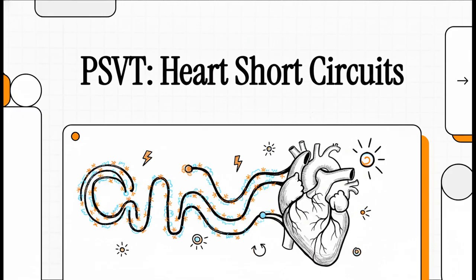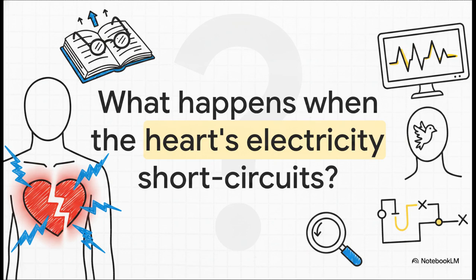But, just like any complex electrical grid, sometimes the wiring develops a glitch. Sometimes a signal gets caught in a loop, and when that happens, the heart goes into complete overdrive. Okay, let's dive right into this.